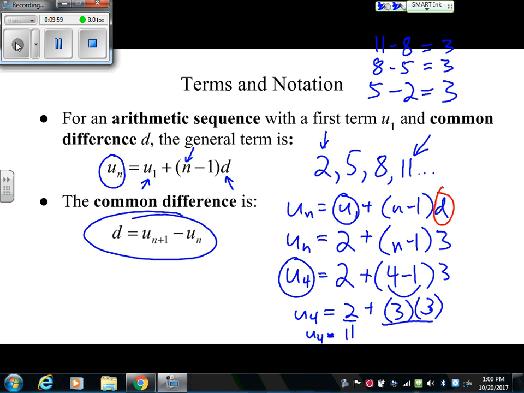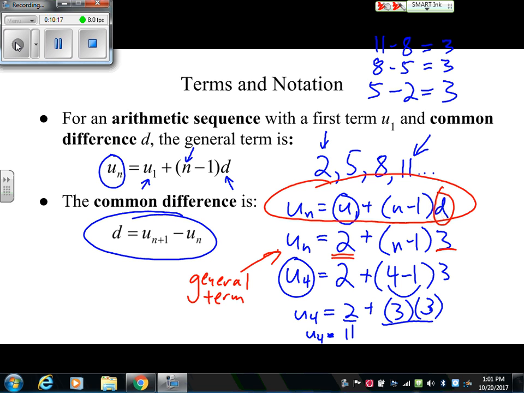Now, which step along these lines was the actual general term? This is just a formula right here. But once we plugged in our first term and our common difference, that became our general term. And we call it the general term because I can use it to find any other term. All I have to do is plug in a value for n. And you'll notice this n here and this n here, I plugged in the exact same thing, which was 4, to find the value of my fourth term.